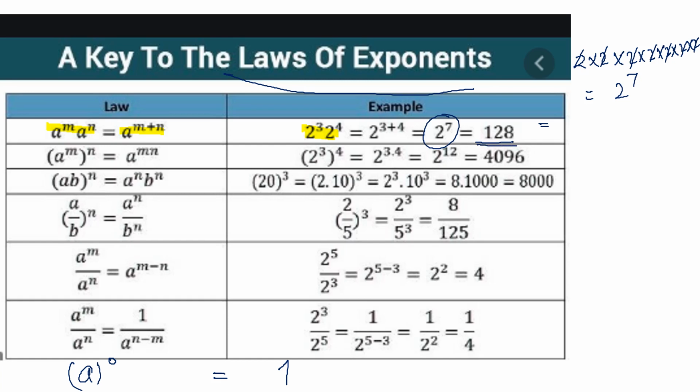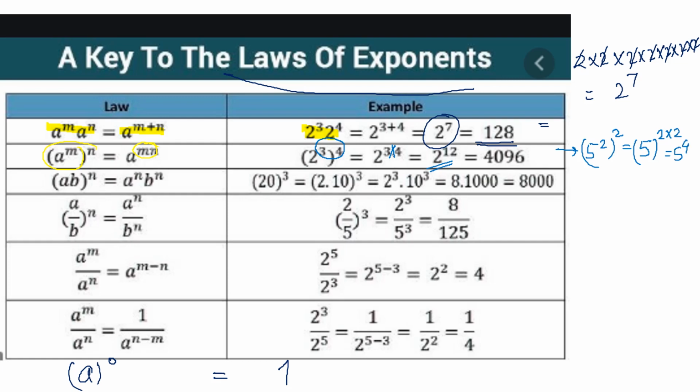Second one, a to the power m in the bracket to the power n means power over power. So whenever power over power is there, both the powers are multiplied. Look here, 2 to the power 3 to the power 4. It means 3 into 4 will be there, so that will be 2 to the power 12. Suppose 5 to the power 2 to the power 2, it means 5 to the power, these powers will be multiplied, 2 into 2, that is 5 to the power 4.